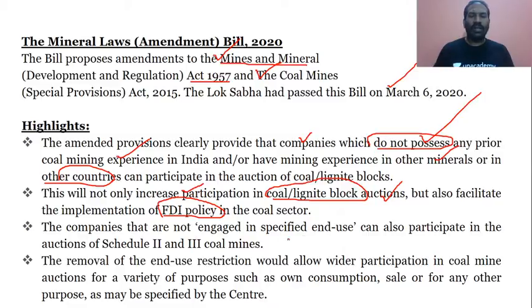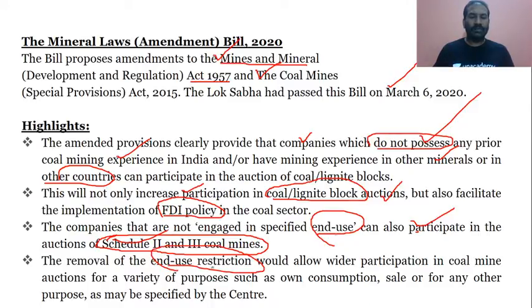The companies that are not engaged in specific end use can also participate in the auctions of schedule 2 and 3 coal mines. UPSC can confuse you by saying schedule 3 and 4, or schedule 1 and 2, or schedule 4 and 5. When it says schedule 1 and 2 or 1 and 3, it could confuse you. It is very specifically schedule 2 and 3 of the Coal Mines Act 2015. The other highlight is the removal of end use restrictions.